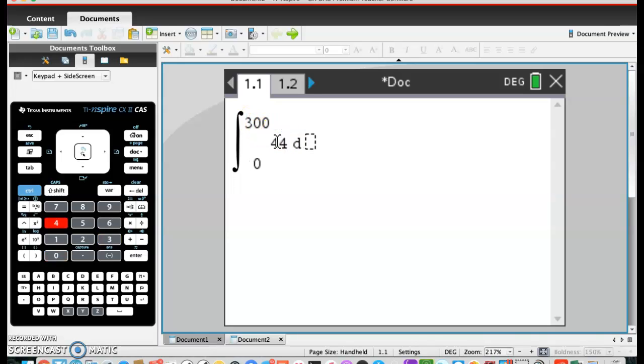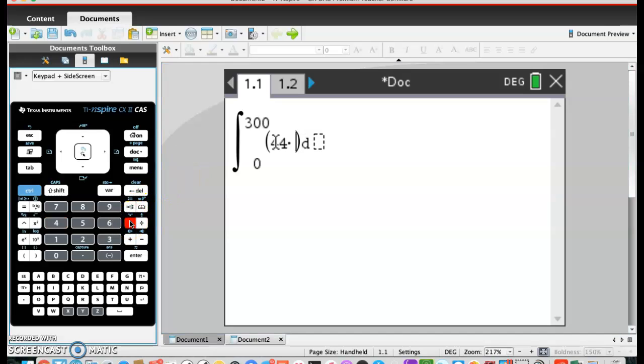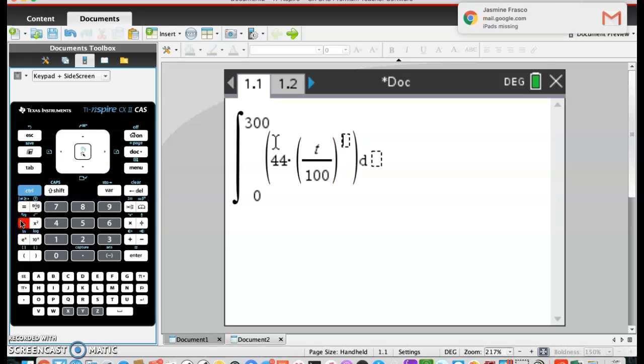Be very careful when using symbols. 44 times. Now we have a set of parentheses started. Let's start a new set of parentheses. Use the fraction tool: t over 100. Go outside the parentheses to the third.